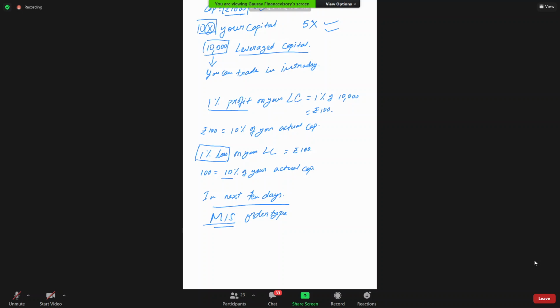But suppose, sir, we buy one share of Reliance at 2000, then it will approximately show rupees 2000 per share, 10x leverage? Yes, of course. If you use the MIS order type, every share has a different amount of leverage offered. Reliance might have 7x leverage, other shares might have 5x, 7x, 10x, 14x leverage. Stock leverage varies from stock to stock.